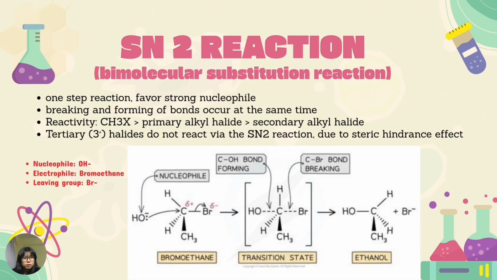In this SN2 reaction, the strong nucleophile is the hydroxide ion, the electrophile is bromoethane, and the leaving group is the bromide ion. The hydroxide ion attacks the carbon atom from the opposite side of the leaving group. The reaction occurs in a single step without the formation of any intermediate. The system passes through a transition state in which the carbon is partially bonded to both the nucleophile and the leaving group. Bond formation and bond breaking occur simultaneously, so the C-Br bond breaks while a new C-O bond forms. This leads to the formation of ethanol.